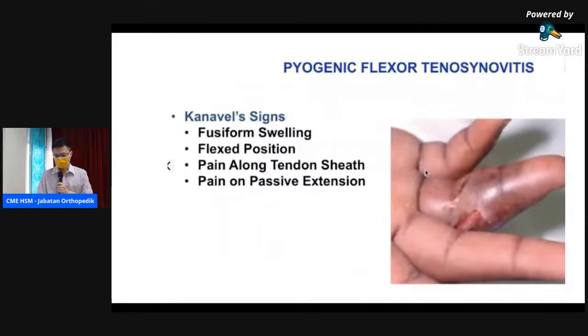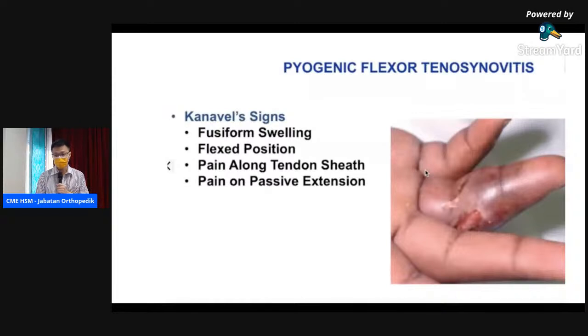So we have seen the picture of Kanavel before. The four typical signs of pyogenic flexor tenosynovitis are fusiform swelling, sausage-like swelling. The finger is kept in the flexed position because of the swelling, because of the flexor tendon involvement.